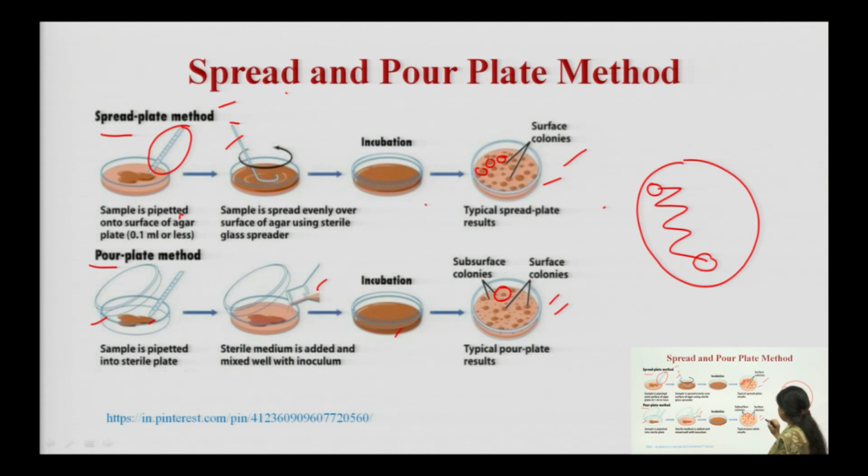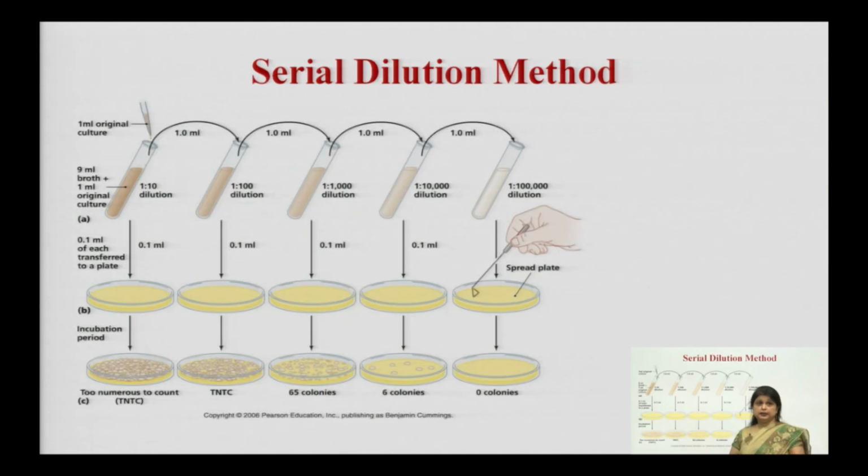In this, surface colonies will develop. In spread plate also surface colonies will develop, and in streak plate also we will get the colonies on the surface and not into the deep culture. So, the next one is serial dilution. Now, what is serial dilution?